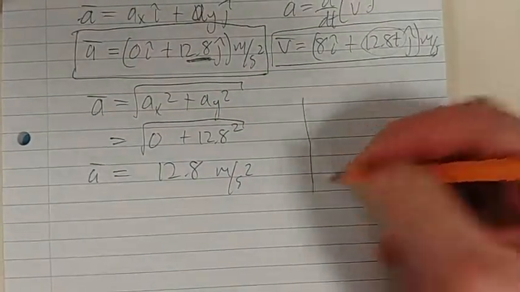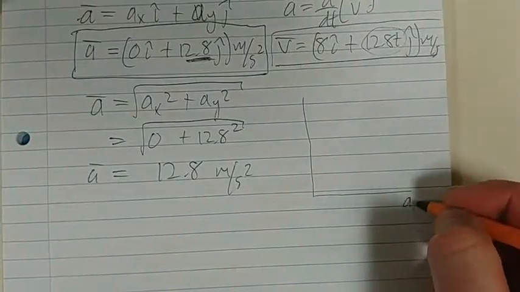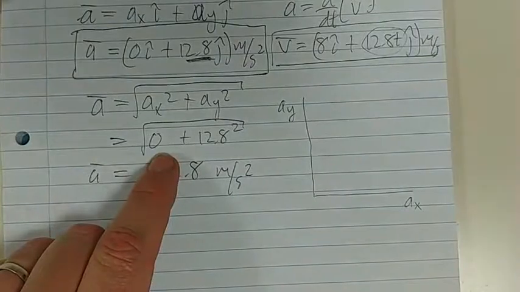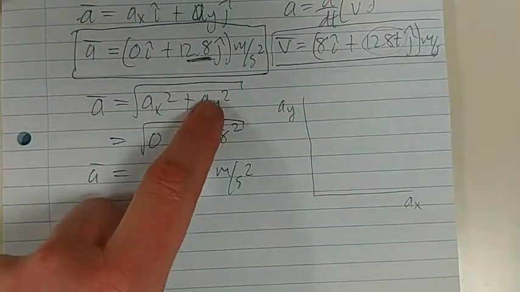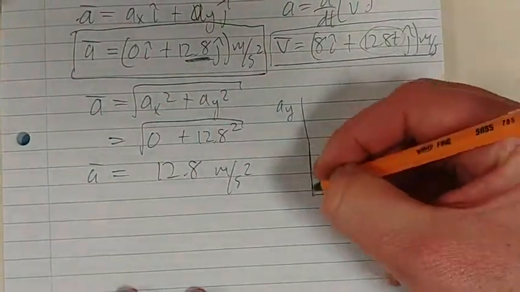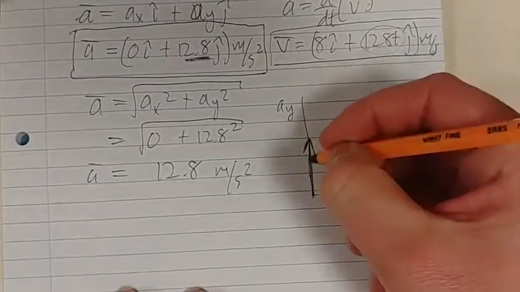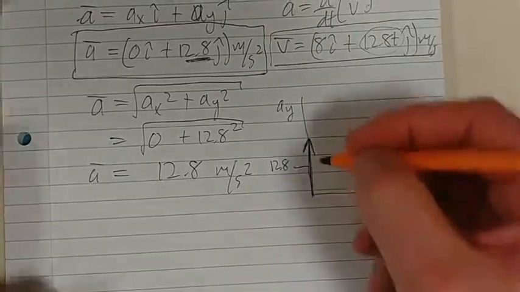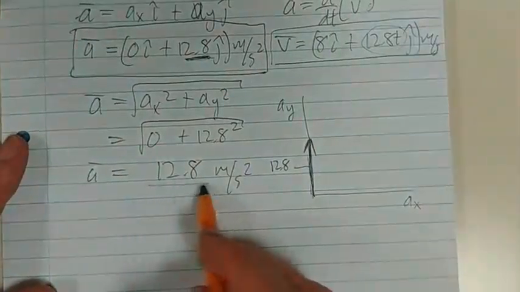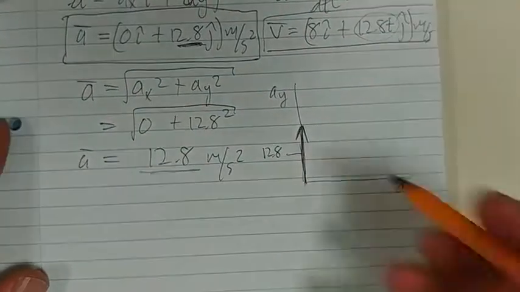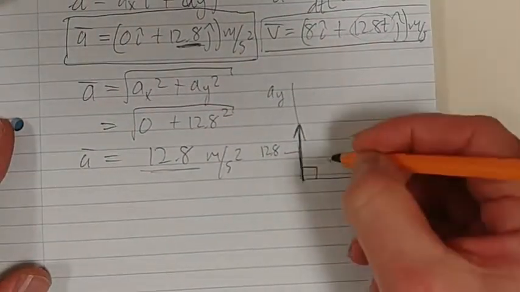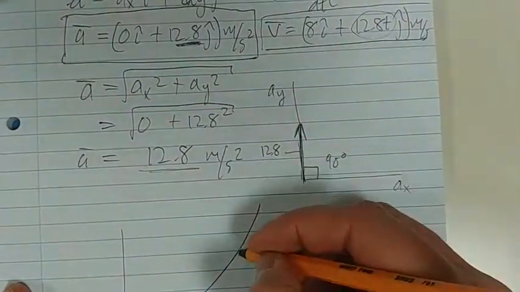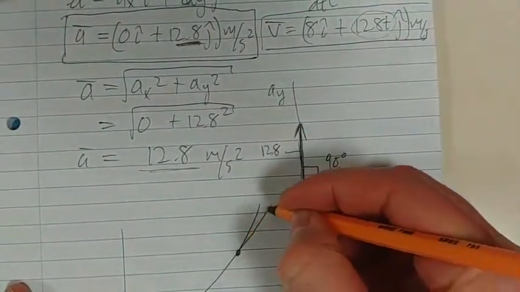Let's draw again our acceleration vectors. There's our ax axis, our ay axis. We don't have any acceleration in the x direction. We've only got an acceleration in the y direction, and it's constant. It's not a function of time. It's 12.8. So we've only got something happening in the y direction. What is the acceleration direction? It's 90 degrees.